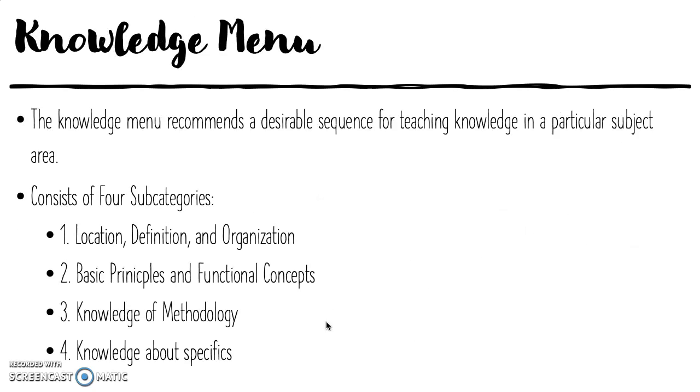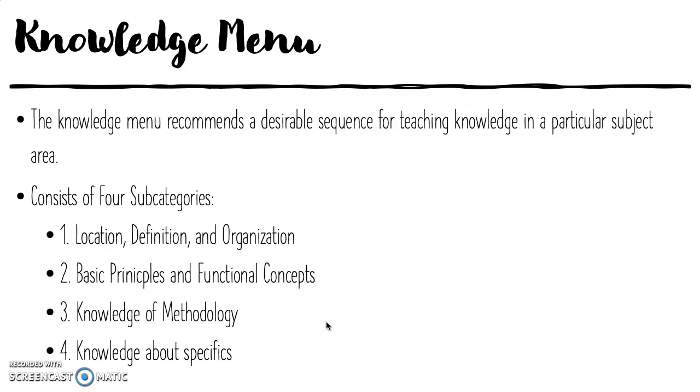The first one is the knowledge menu, and this menu recommends desirable sequences for teaching knowledge in a particular subject area. It has 4 subcategories: location, definition, and organization. With this one, it basically allows the learner to see the bigger picture of what it is that you are trying to teach them in whatever subject area it is. Step 2 is basic principles and functional concepts.